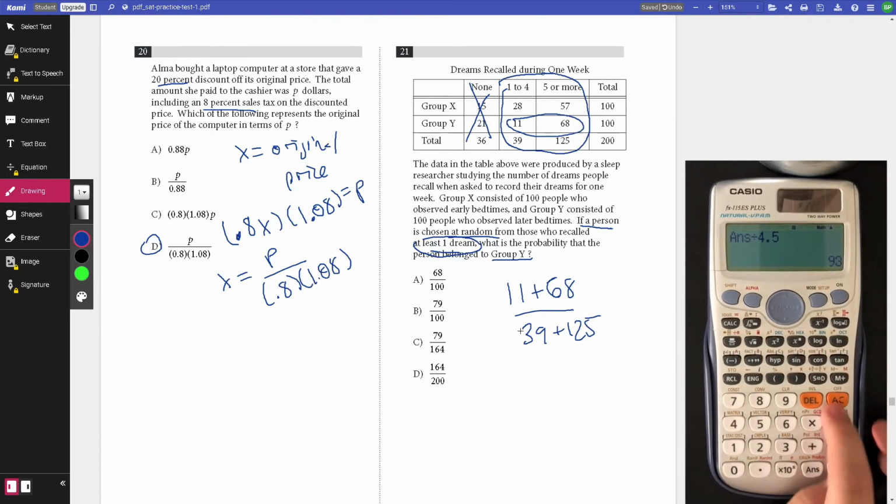Doing that, you get, calculator. So we get, alright, this is the fraction we get from the calculator: 79 over 164. And the answer is C.